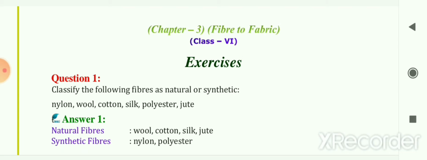Then we had seen jute. Jute fiber is obtained from the stem of the jute plant. It is cultivated during the rainy season and is harvested when it is at the flowering stage. The stem of the harvested plants is immersed in water for a few days. The stems rot and the fibers are separated by hand.